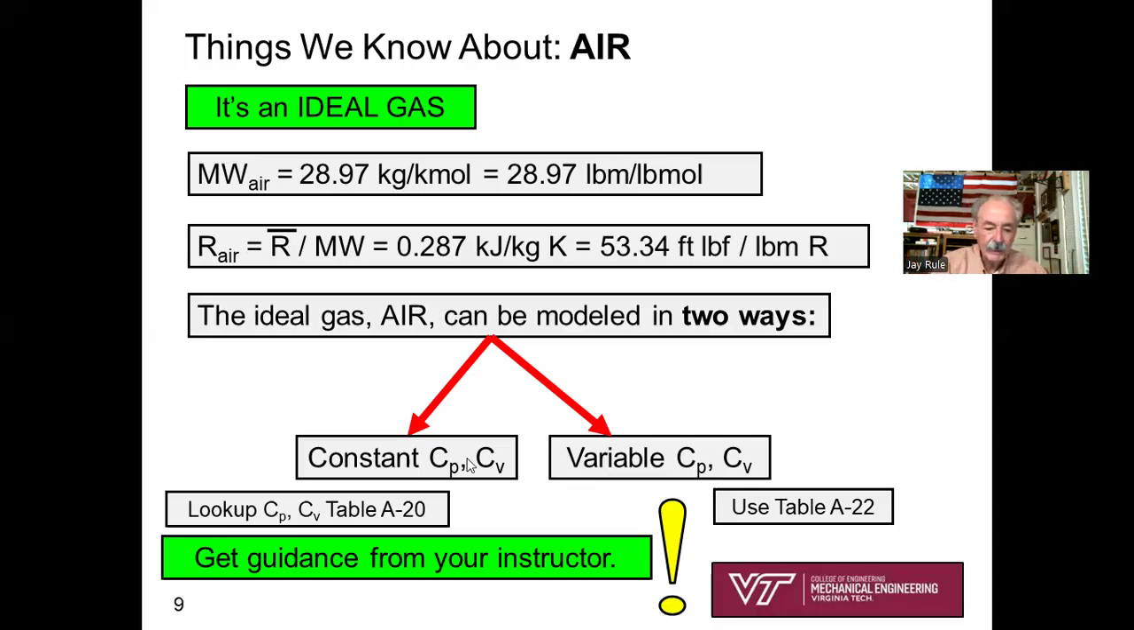If you're going to have specific heat, Cp and/or Cv, constant, you're going to go to table A20 and look up a single value for Cp and/or Cv. If you've got air and you're directed or you decide to use variable specific heat, then you're going to use table A22 to look up thermodynamic properties of air for variable specific heat. So that's sort of a decision tree.